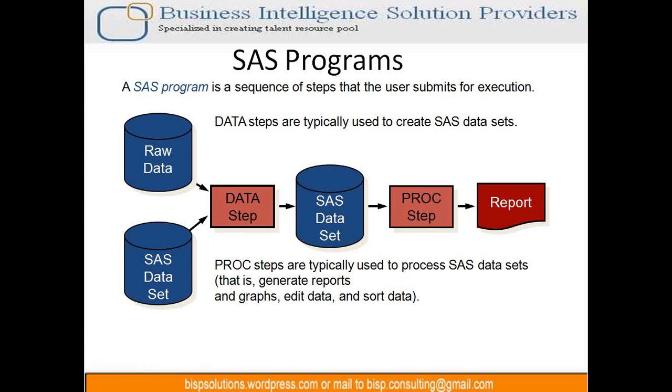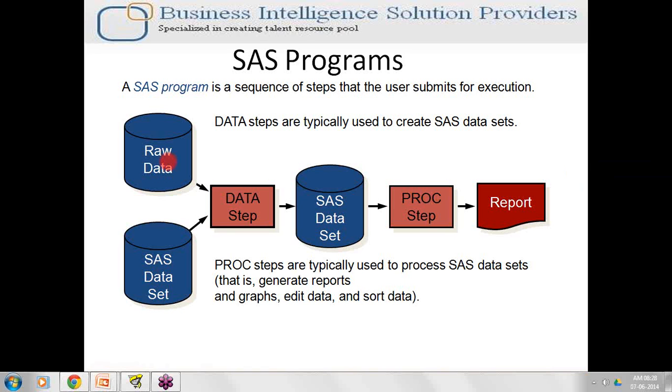Broadly, a SAS program consists of two steps. The very first step I can call the data step. The data step is typically used to create SAS data sets. What exactly are SAS data sets? As I told you, if I want to perform any kind of activity in SAS software, our first and foremost step is to access the data. At some point, my data might exist in a source system, like a raw data source.